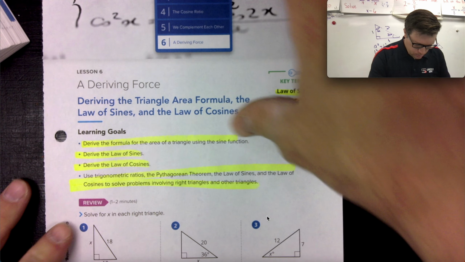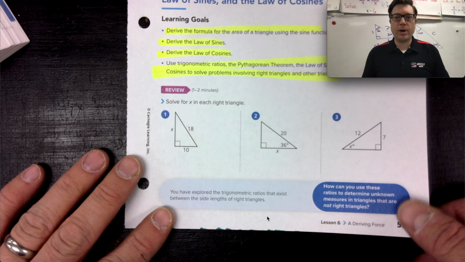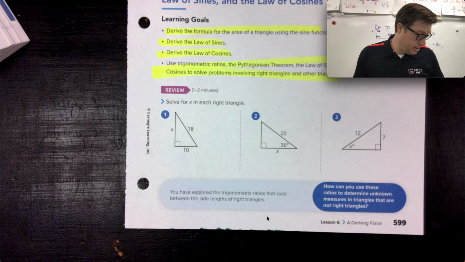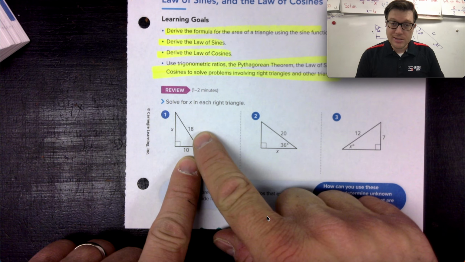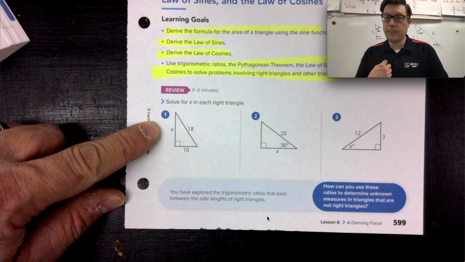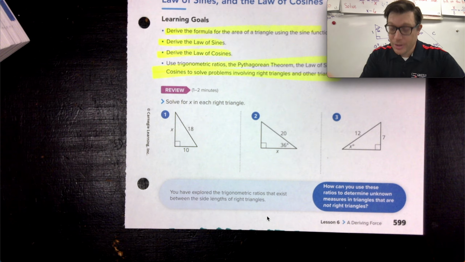Let's review. Here we have solve for x in each right triangle. And in the first method, because I know two sides and I don't know the third, I'm going to use the Pythagorean theorem.